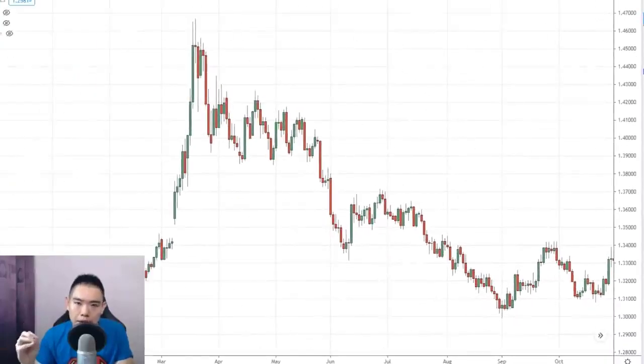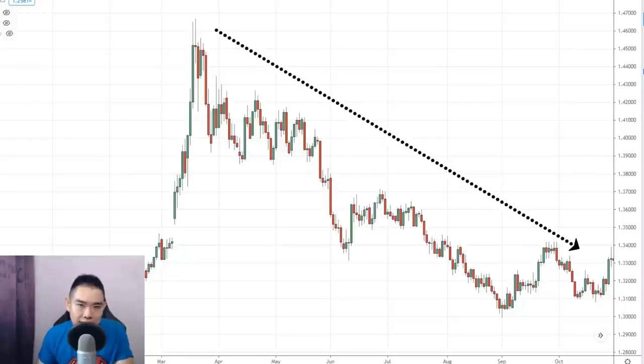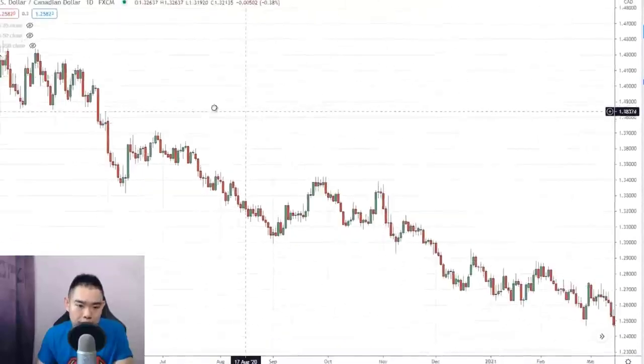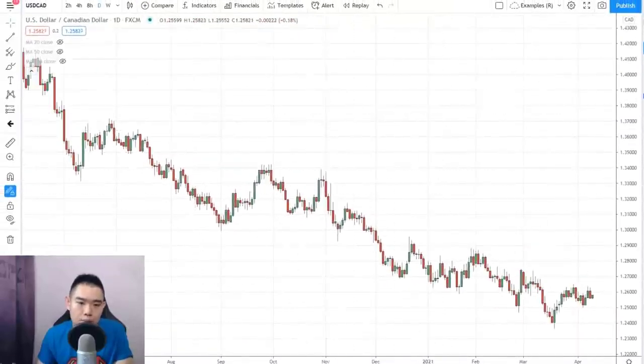So just remember, pay attention to the major swing points. If you're unsure, look from left to right, left to right. Don't just look at the last 5-6 candles. Look at a big picture perspective, bird's eye view. That is important. Okay, so dollar against the Canadian, we can both agree that this is in a downtrend.